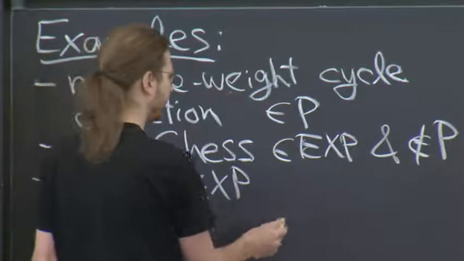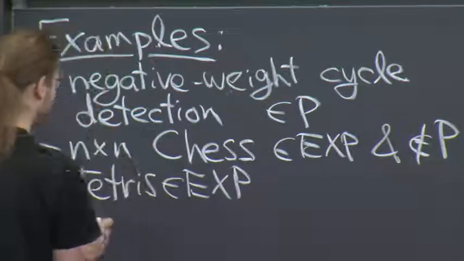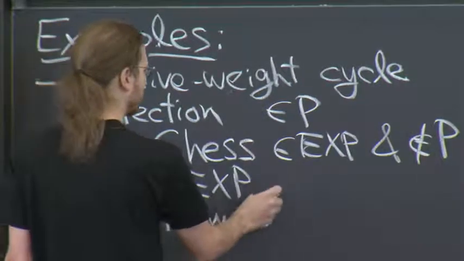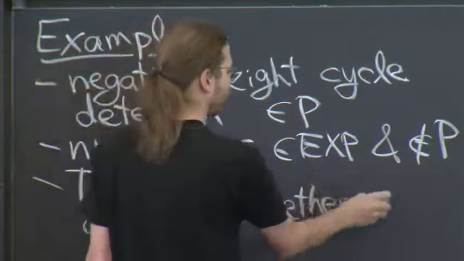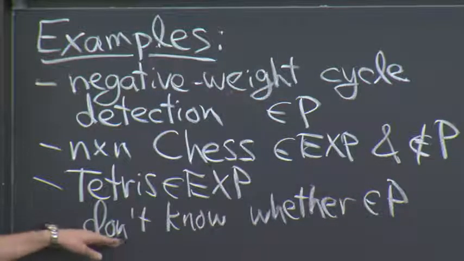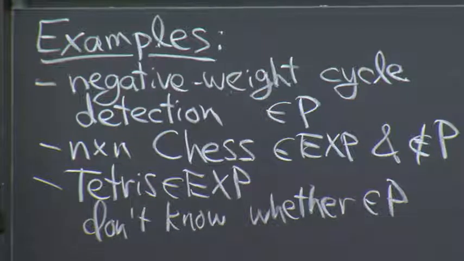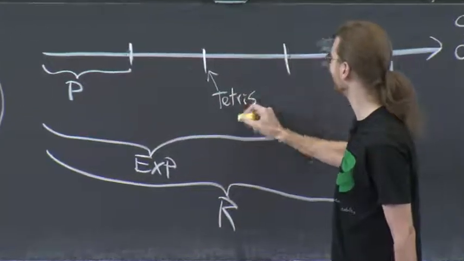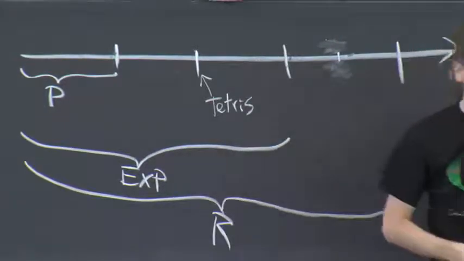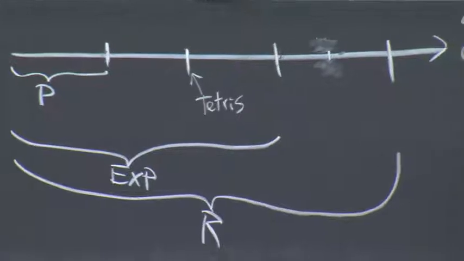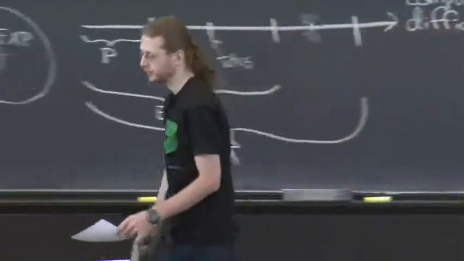And we don't know whether it's in P. We're pretty sure it's not in P. And by the end of today's lecture, you'll understand why we think it's not in P. But it's going to be somewhere in between here. Tetris is actually right here, but I haven't defined what right here is yet. OK, Tetris. And then the next one is the halting problem.